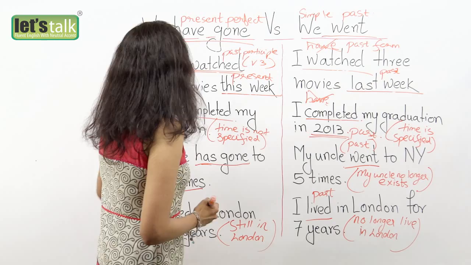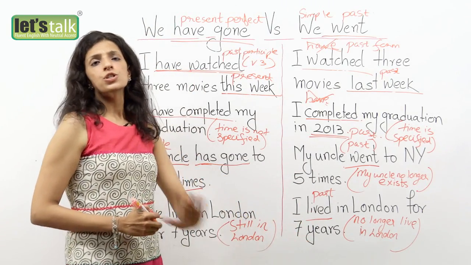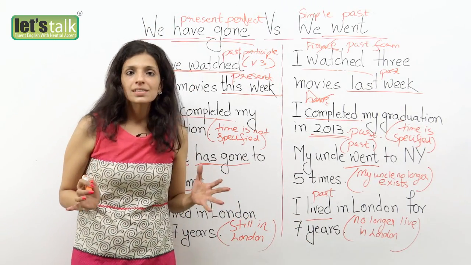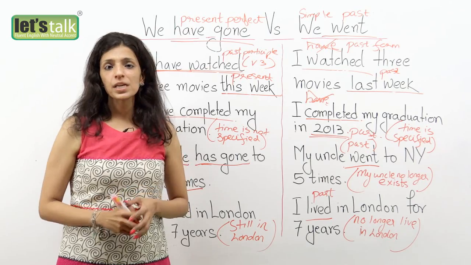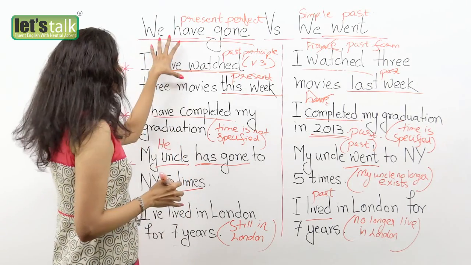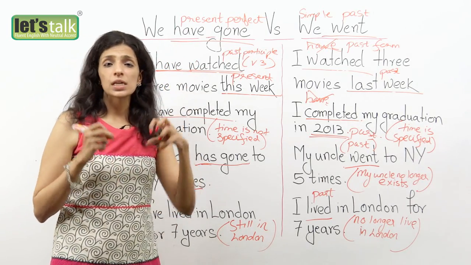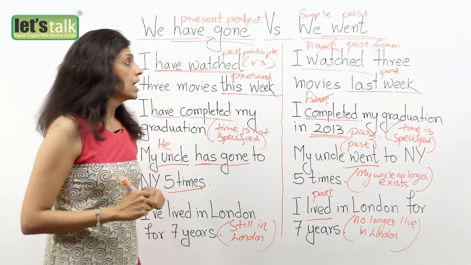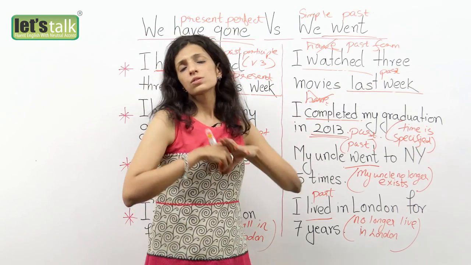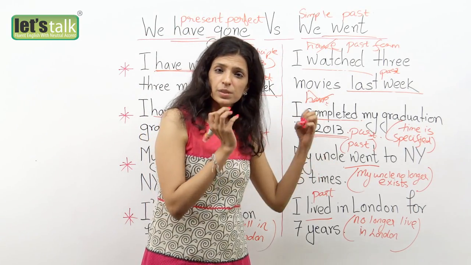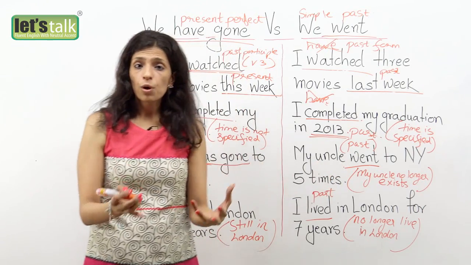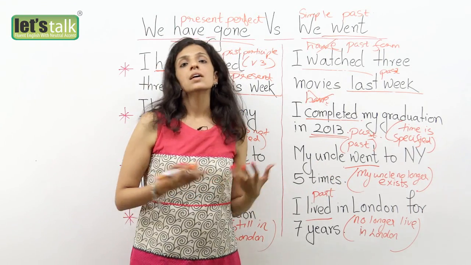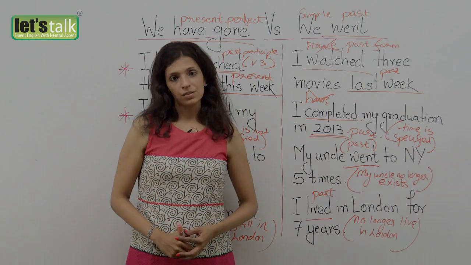Okay friends, I hope these examples are very clear to you. Trust me, it's very simple. It's not as difficult and confusing as you think it to be. Always remember, the present perfect tense always relates or links to the present time, okay, and the simple past tense is always related to a specific time in the past, or when you talk about a person that existed in the past and no longer exists.